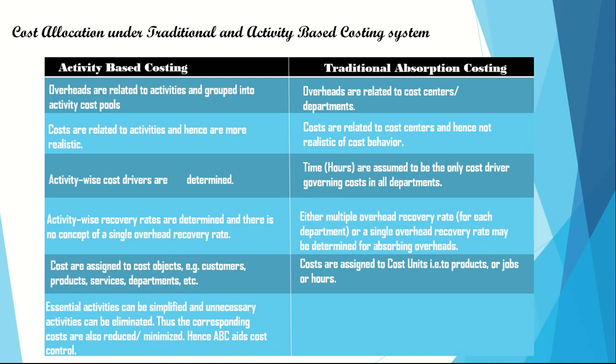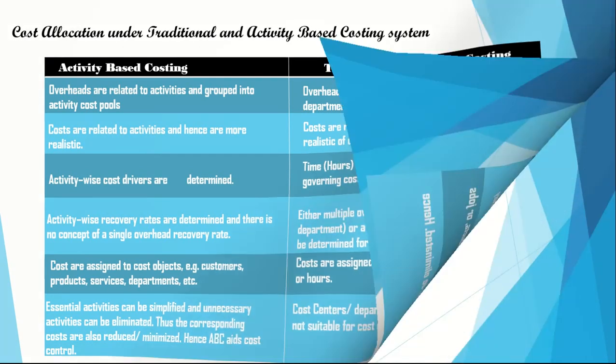Essential activities can be simplified and unnecessary activities can be eliminated. Thus the corresponding costs are also reduced or minimized. Hence ABC aids cost control. Whereas cost centers or departments cannot be eliminated, hence the traditional system is not suitable for cost control.